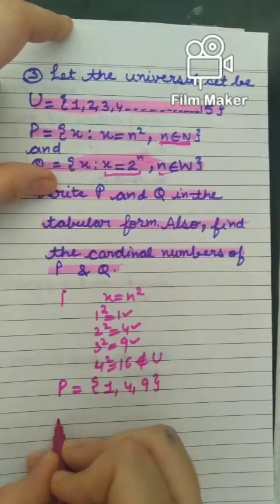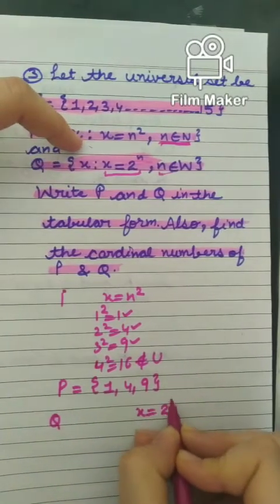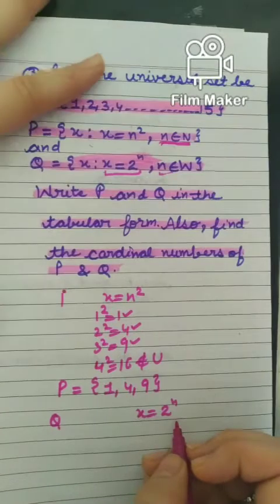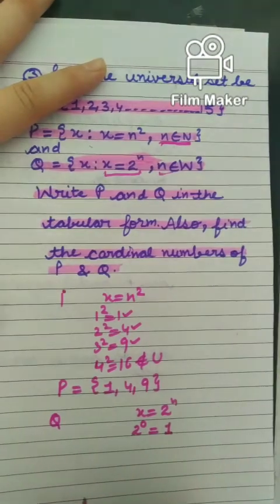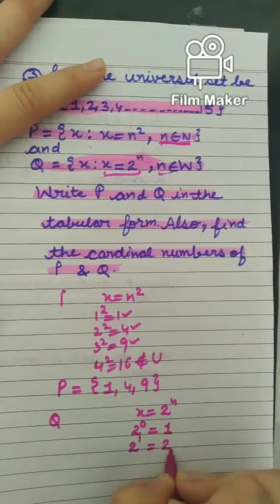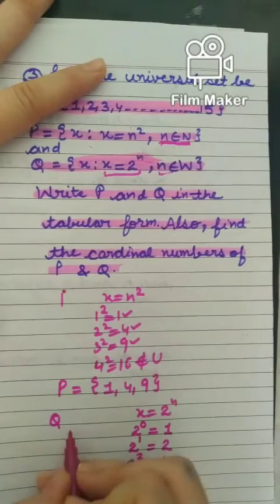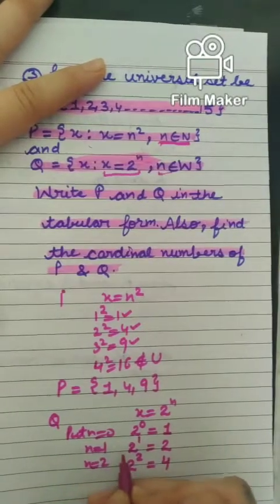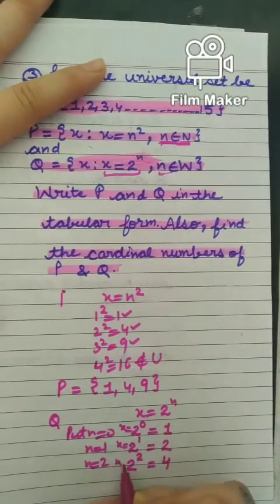Okay. Now next Q. In Q what type of elements are there? They have given x is equal to 2 raised to power n, right? This n belongs to W. We know whole numbers start from 0. So first 0, right? So 2 raised to power 0, any number whose power is 0, is equal to 1. We know very well, we have already done this. Next put n is equal to 1. So 2 raised to power 1 is 2. Put n is equal to 2. Okay. So 2 raised to power 2 is 4. So I am getting different values of x, right?